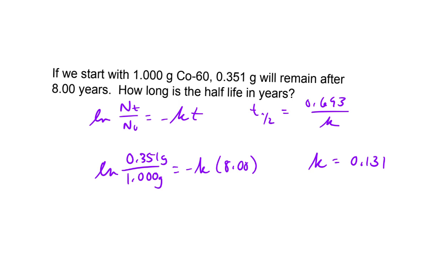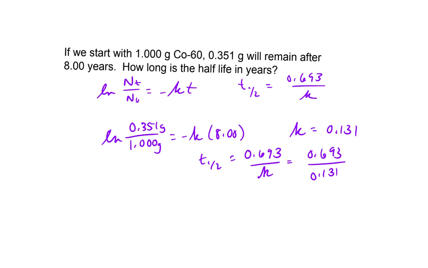And then from there, we can solve for the half-life. T1/2 is equal to 0.693 divided by the rate constant K. So that's 0.693 divided by 0.131, and we should get 5.3 years. Questions on that? Is it bringing back memories of chapter 14? Hopefully? Okay.